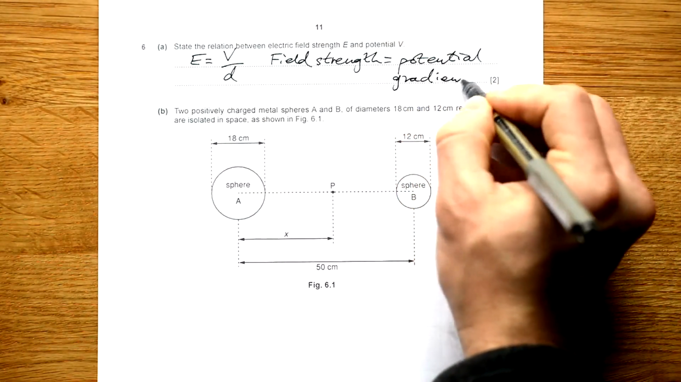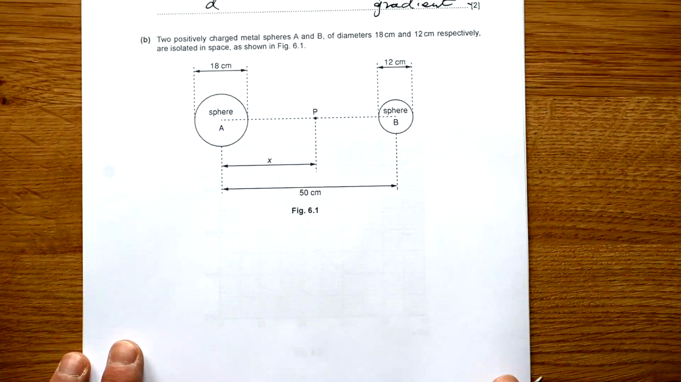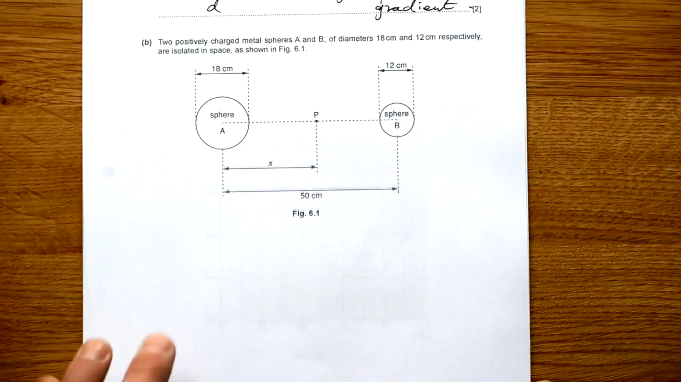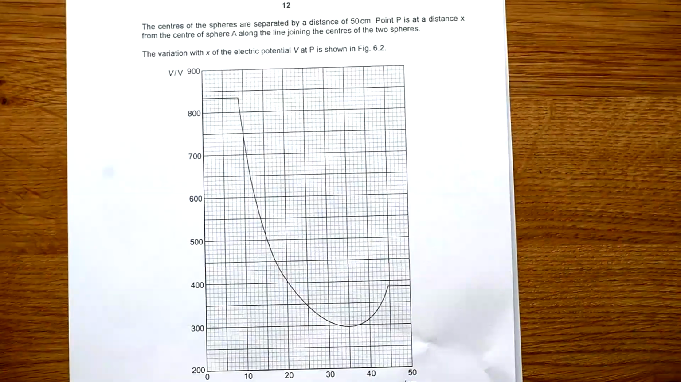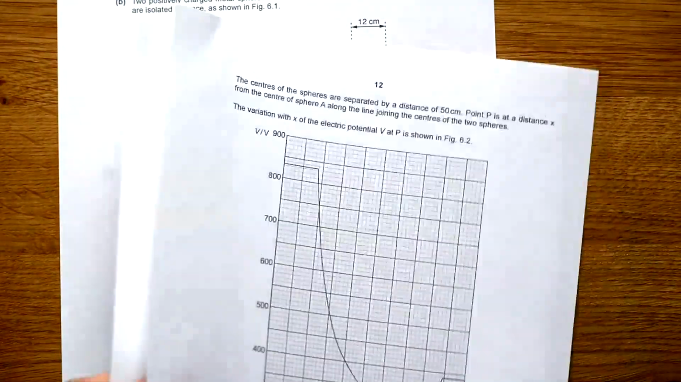That goes for gravitational fields as well. Two positively charged metal spheres, A and B, of diameters 18 and 12 centimeters respectively, are isolated in space, as shown here. The centers of the spheres are separated by a distance of 50 centimeters. Point P is at a distance x from the center of sphere A along the line joining the centers of the two spheres.